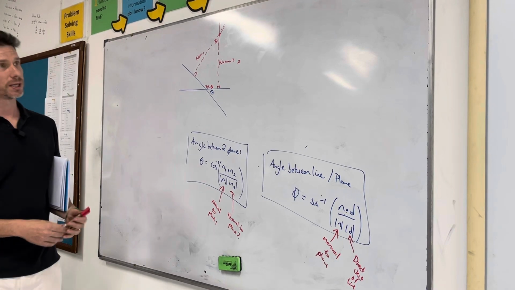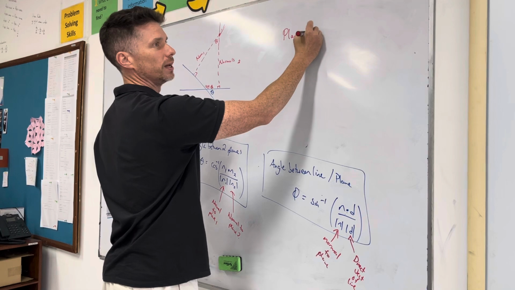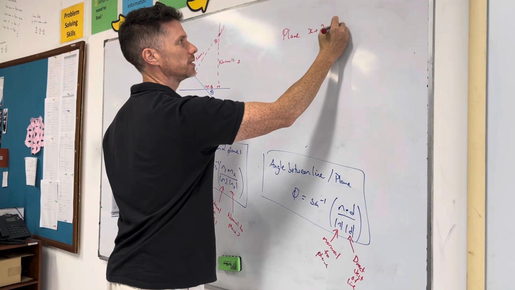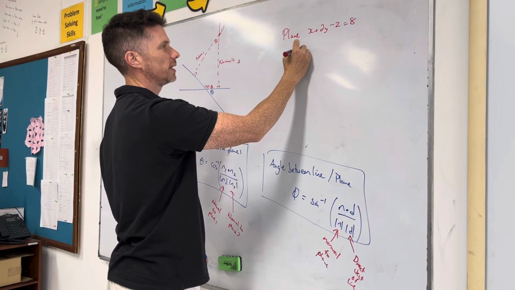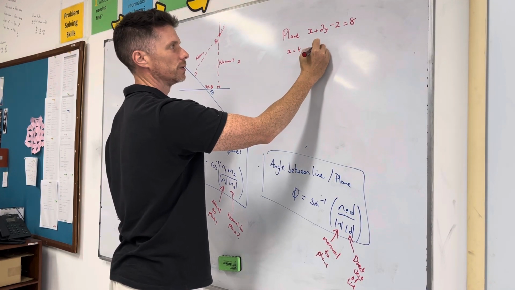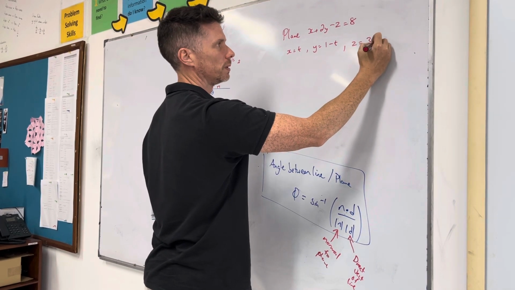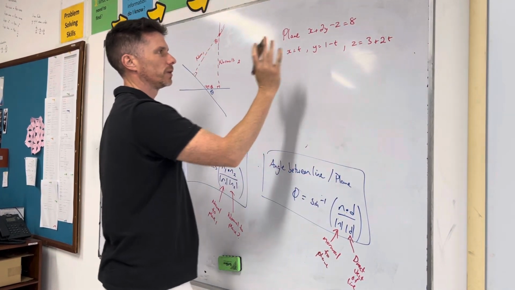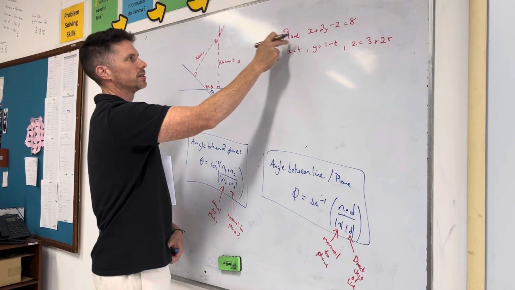So in this particular case, we've got this plane. The question has a plane: x plus 2y minus z is equal to 8. And we have the vector equation of a line in parametric form. We want to find the angle between this line and this plane.